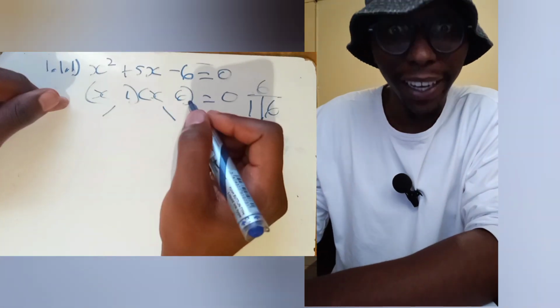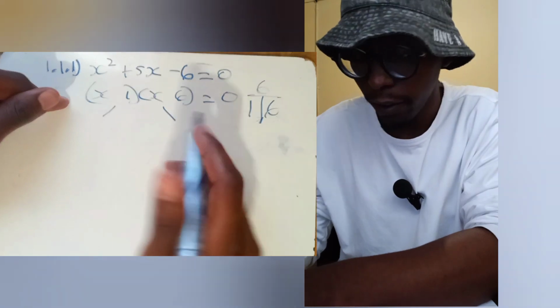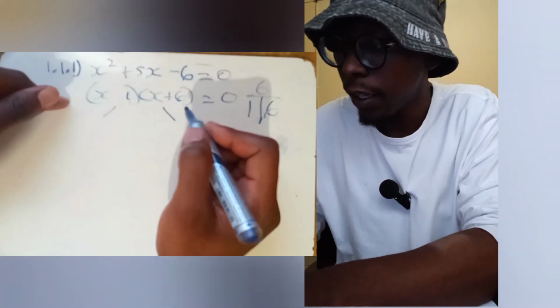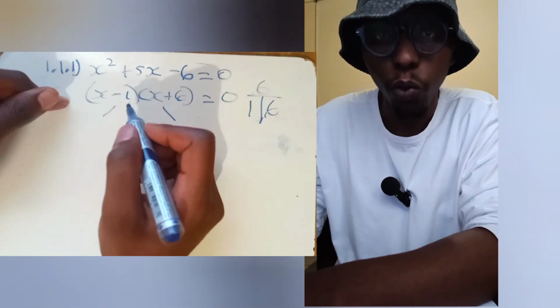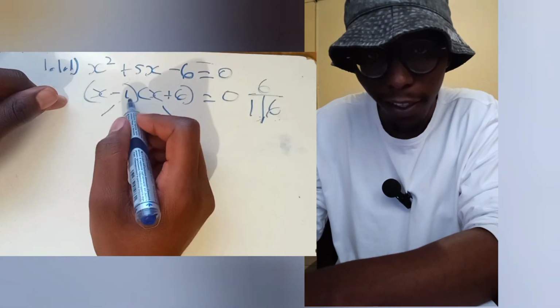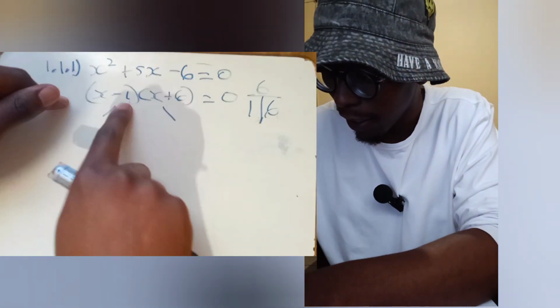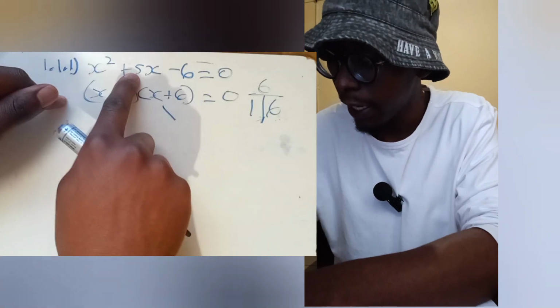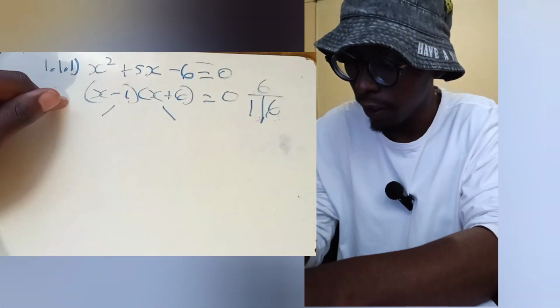So now the bigger number between these two always follows the sign of the middle term. So the biggest number here is 6, and then to get to minus 6, my 1 will be negative. So now I have plus 6, minus 1, which gives 5, and then minus 1 times 6 is minus 6. So we have the correct factors.